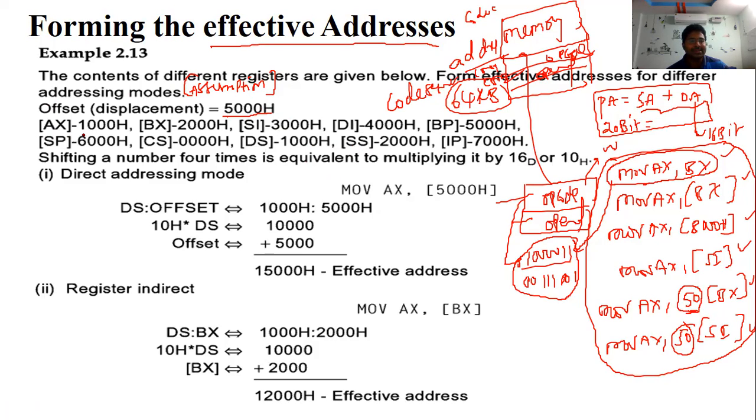So AX has some address value, 1001. BX has some address value. These are the predefined values already stored in the memory locations. SI has the address location value 3000, then 4000, then 5000 for BP, then SP is the 6000 address location value, CS is the 000 address value, DS is the 100H address value, the stack segment is 2000H, and the next is 7000H.